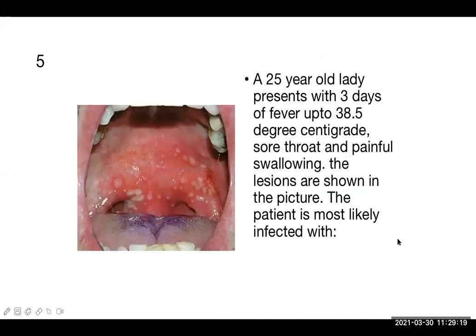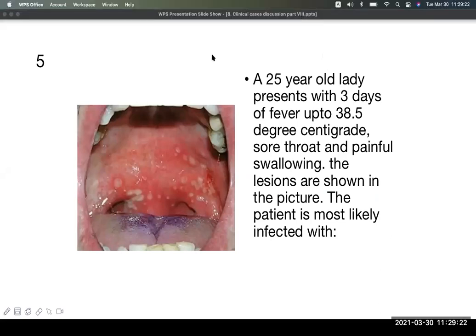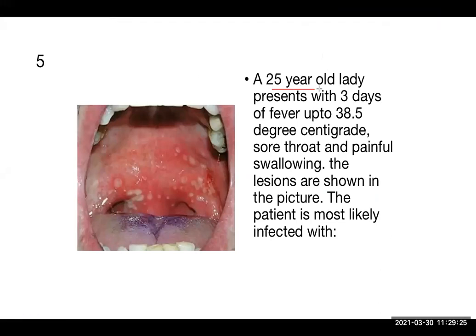Now, again, a type of clinical question. So have a look here, please. This is a 25-year-old lady who presents with 3 days of fever up to 38.5 degrees centigrade. She is also having sore throat and painful swallowing. The lesions are shown in the picture. The patient is most likely infected with which microorganism? Now look at this picture and describe this picture first. What can you see here? What is this? Anybody?